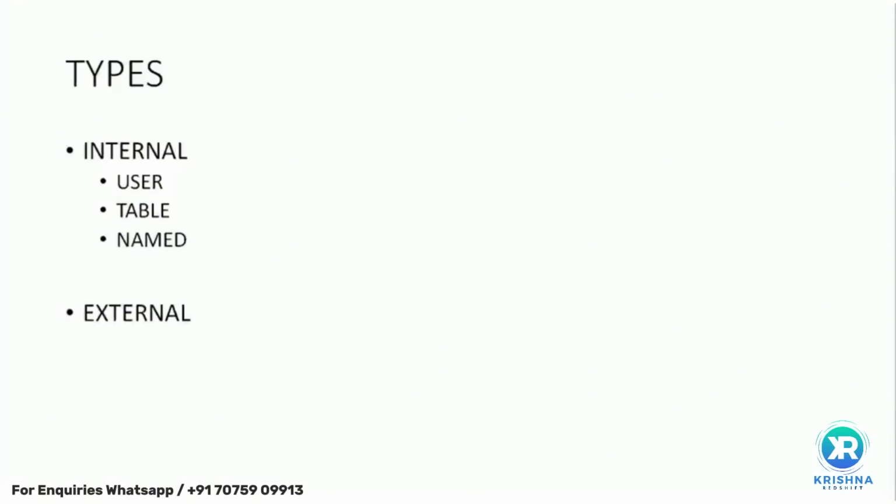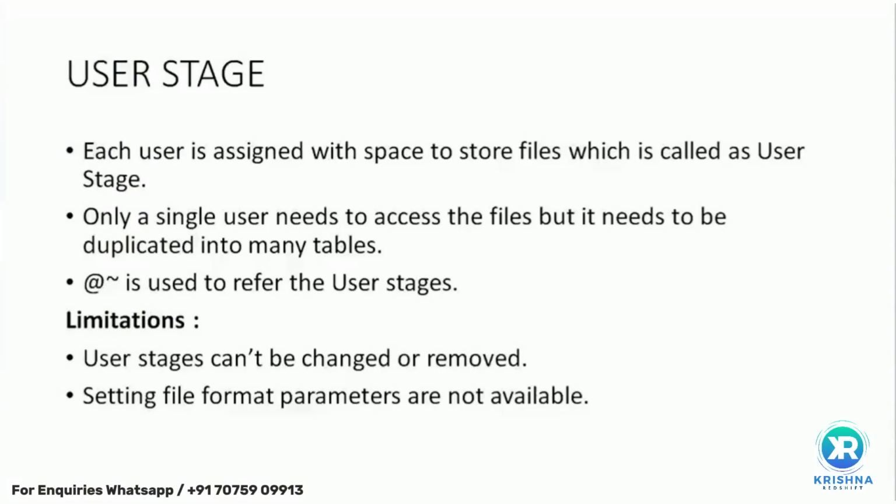So types are internal and external. Internal stage is user stage, table stage, and named stage. User stage: a user is assigned space to store files, which is called user stage. That means the files created by a user are stored within the user's space. Actually, every user and every database will have space assigned. In real time, as soon as you join a company, you request your user, and some space will be allocated for your user.